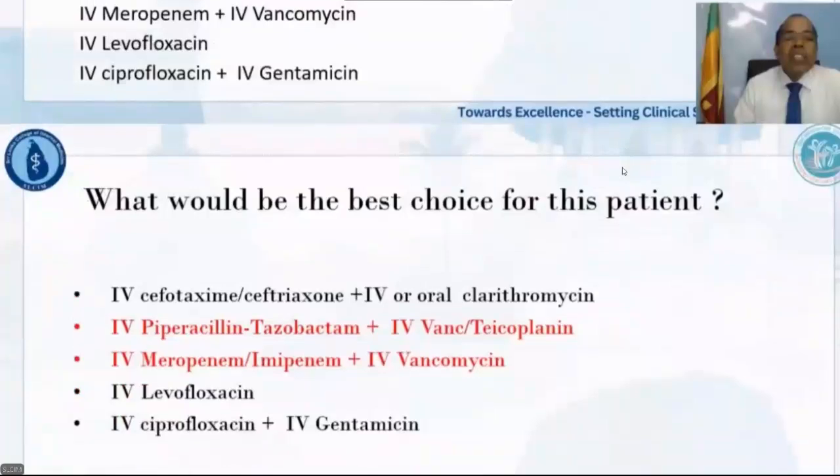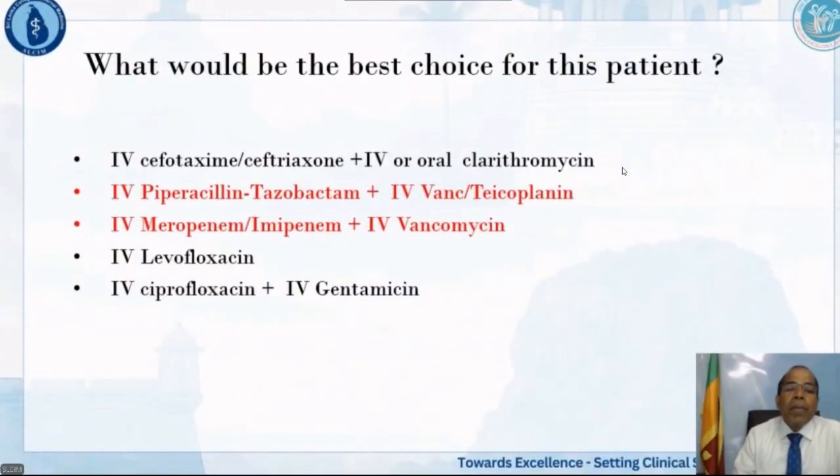The answer would be IV pip-taz plus IV vanco or teico, or IV mero. You can use IV mero or imipenem plus IV vancomycin after discussing with the microbiologist. And we started piperacillin-tazobactam and IV teico because vanco was not available at that time.